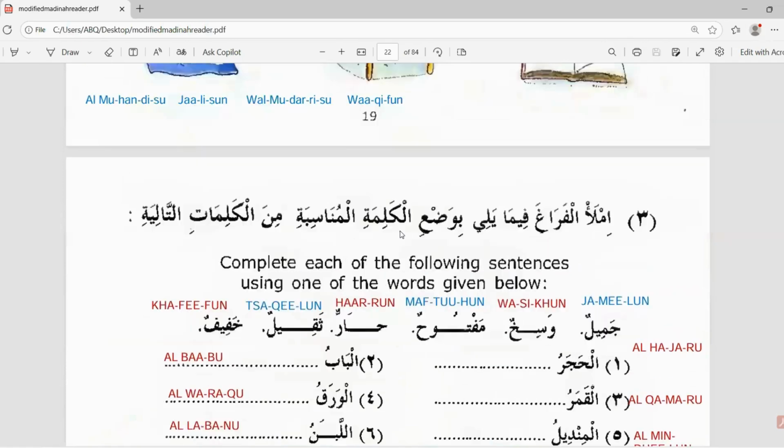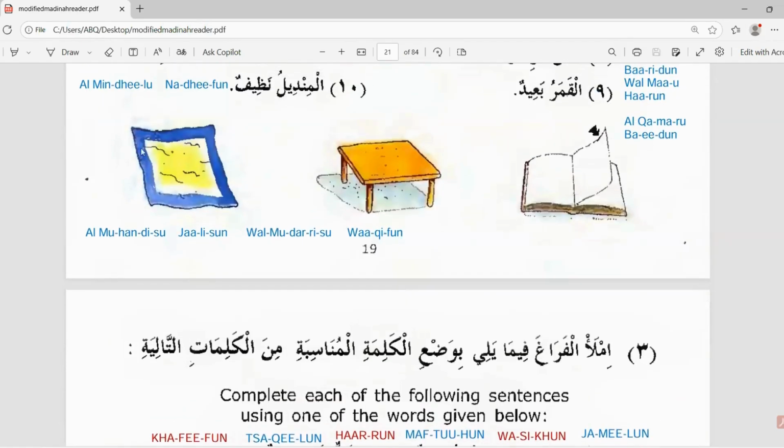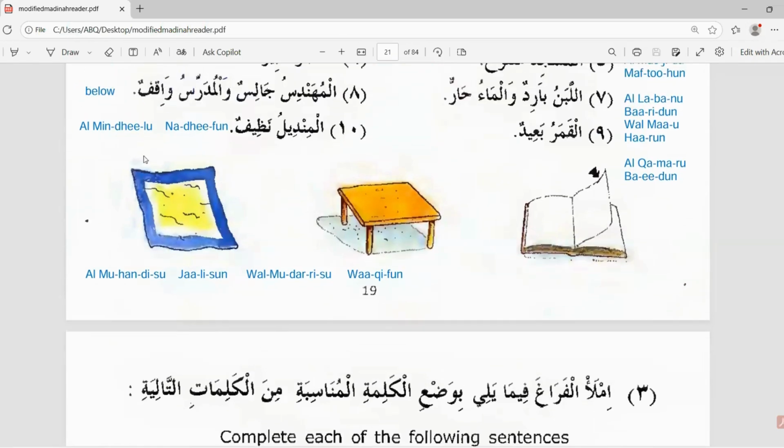Okay, so let's continue now with Medina Reader Lesson 3. You can see here there is a handkerchief. Handkerchief is mindilun, or the handkerchief is al-mindilu. So it's written here, al-mindilu, the handkerchief, nadifun. Nadifun is clean. So that's that one.